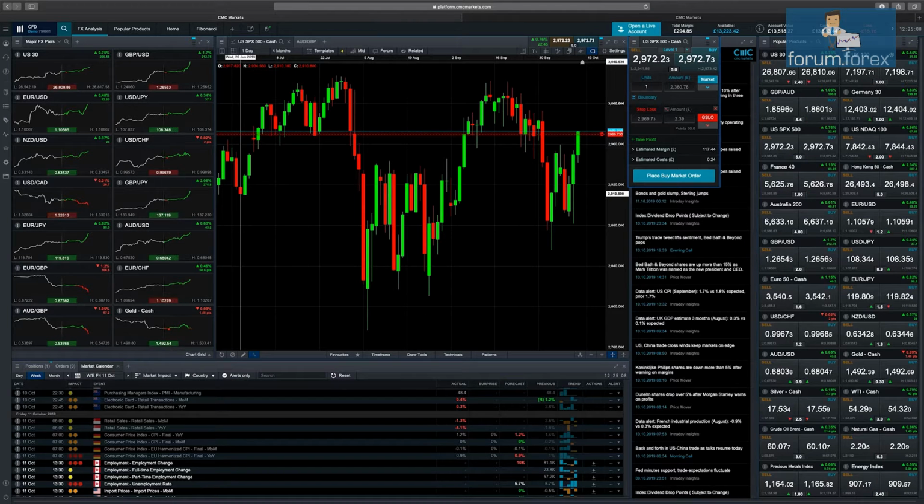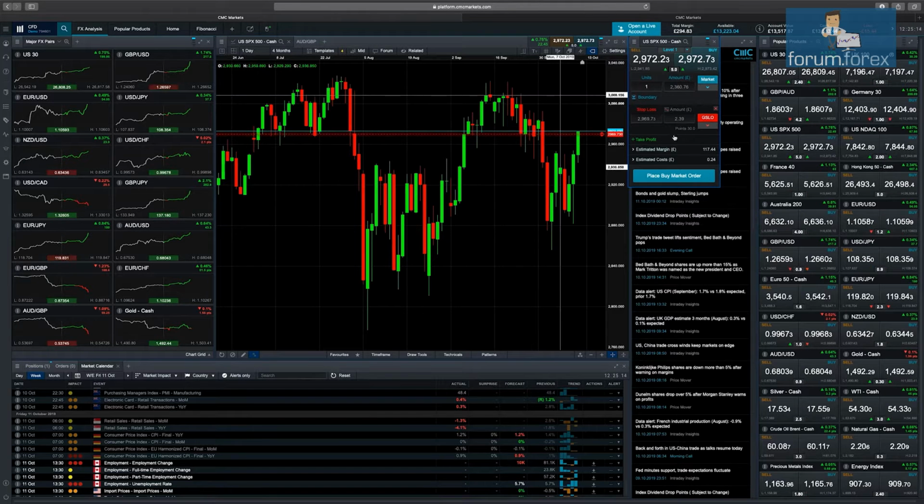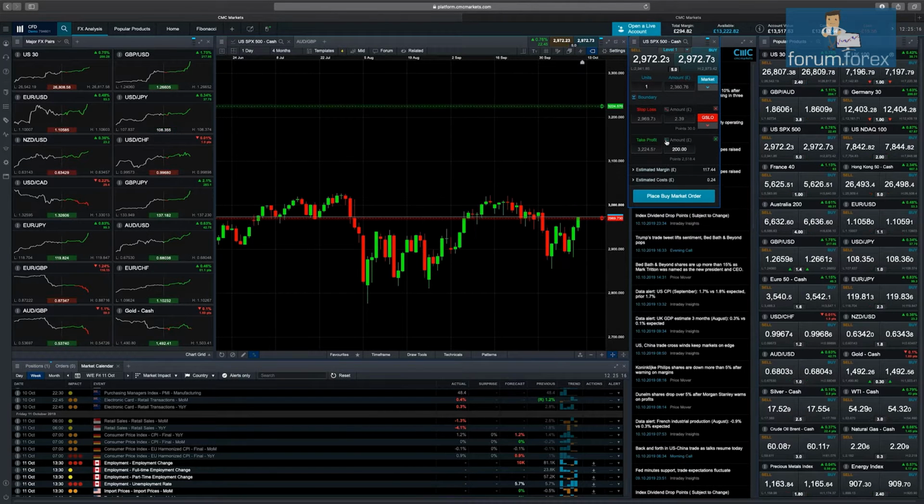Where the risk management levels come into it is in relation to the stop loss and the take profit levels. So you'll see here that you've got a stop loss and take profit areas of the order ticket. That sets a level that we want to get out at to limit losses, and also a level above the current market price where we want to take some profit. Risk management is about controlling your losses while letting your profits run.